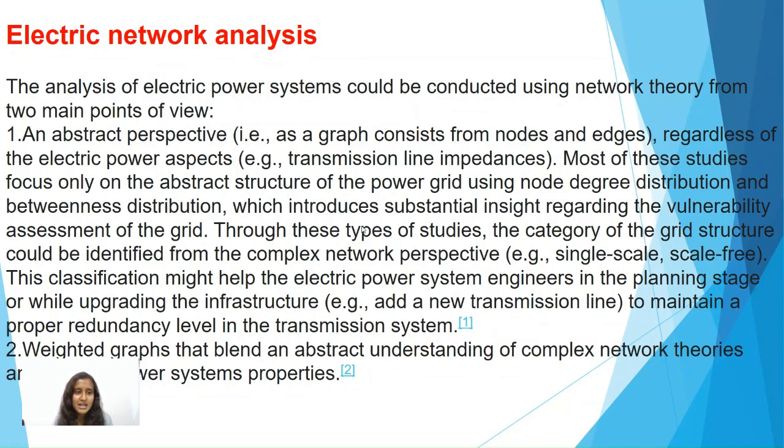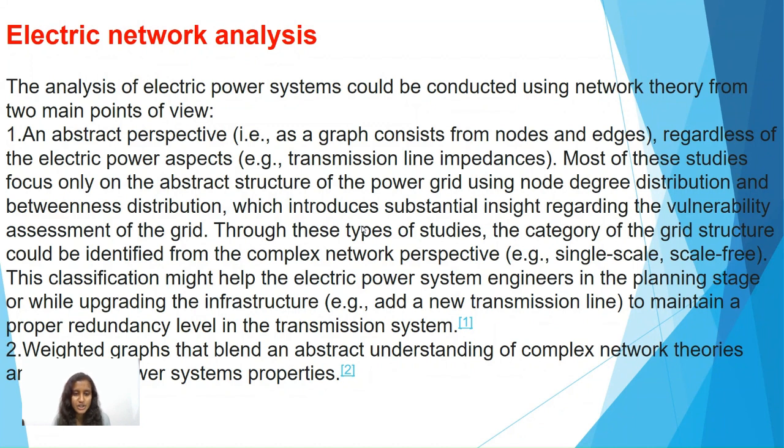Electrical network analysis. The analysis of electric power systems could be conducted using network theory from two main points of view. An abstract perspective, that is, a graph consisting of nodes and edges. Regardless of the electric power aspects, most of these studies focus only on the abstract structure of the power grid using node degree distribution and betweenness distribution, which introduces substantial insight regarding the vulnerability assessment of the grid. Through these types of studies, the category of the grid structure could be identified from the complex network perspective, that is, single case, scale free.